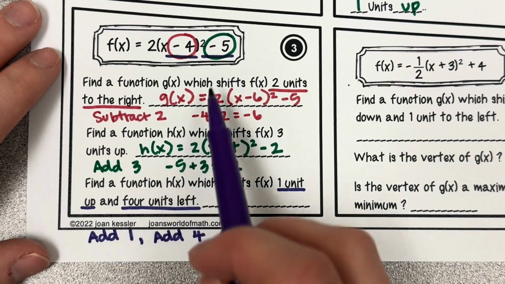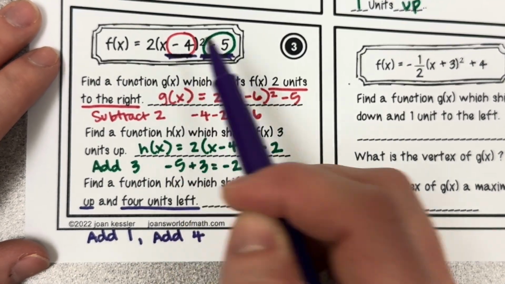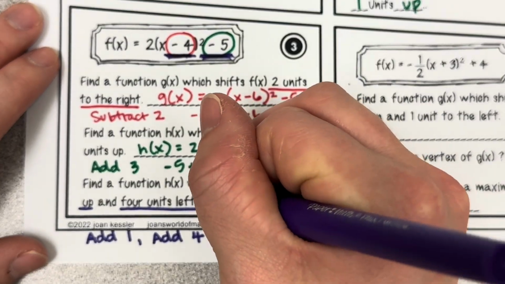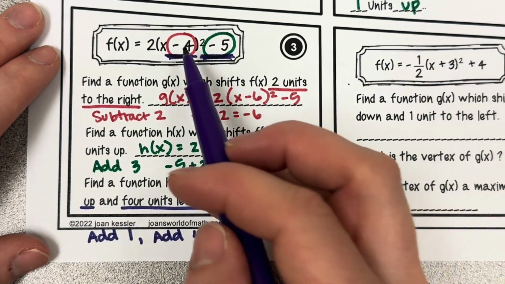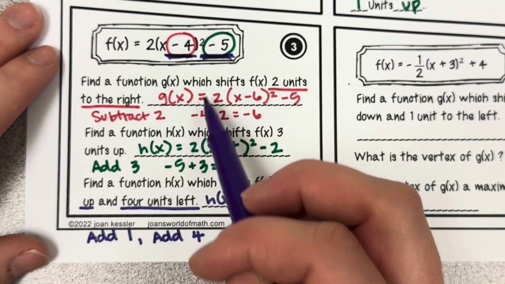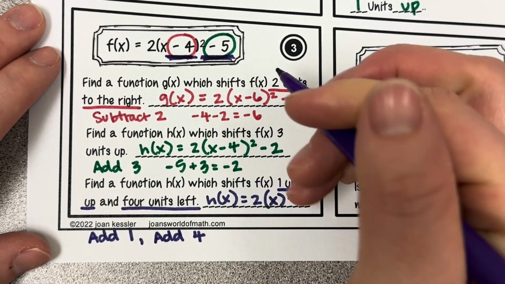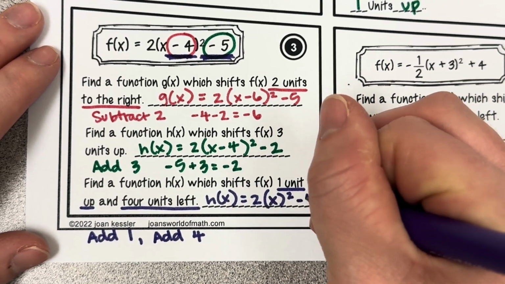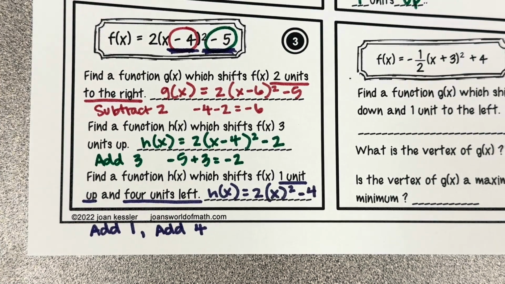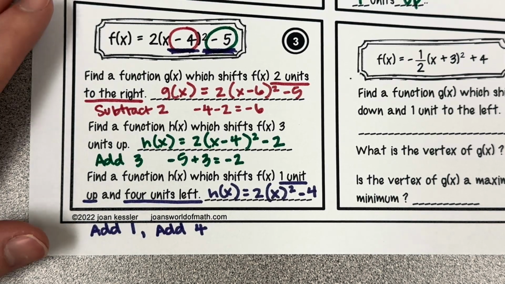Okay, so we're adding 1 to our outside because that's up and down, and then we're adding 4 to the inside. So this h of x, the 2 doesn't change in front, but then we have x, and a -4 plus 4 would just be 0. So now I just have x squared, and then -5 add 1 would be a -4. And there's my new function. Beautiful.